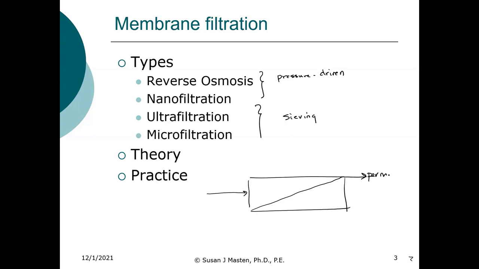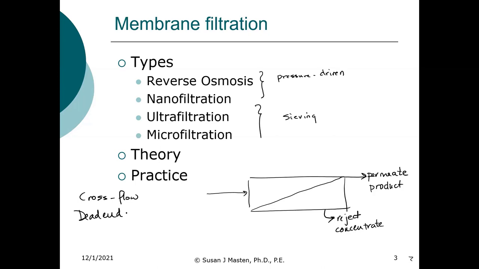We have what we refer to as the permeate stream or the product water, and we have the reject stream or the concentrate. Those terms are used interchangeably. So all of them operate in this way. They also operate in either a cross flow or a dead end mode. Now, your backpacking filter operates in a dead end mode. The filter that you use in the lab operates in a dead end mode.